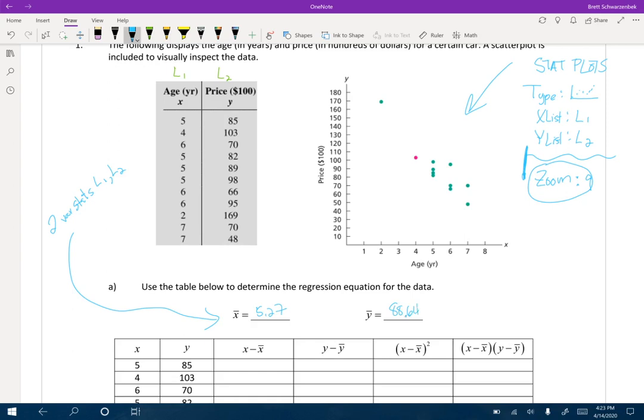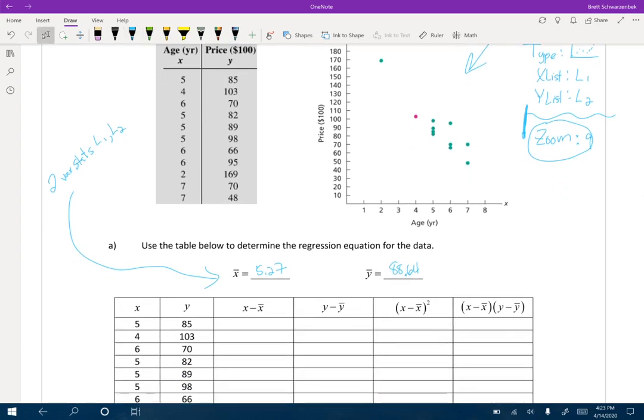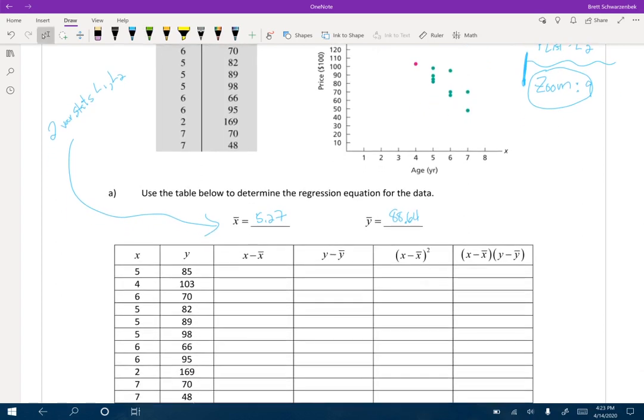Okay, so ideally what we want to do, instead of doing all these calculations by hand, is use the list. So how do we do that? Well, first of all, we already have these sitting in L1 and L2. So now what we want to do is take all our x values and subtract 5.27. So how do we do that?